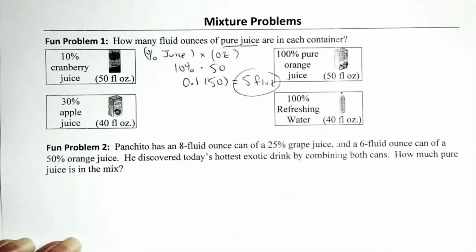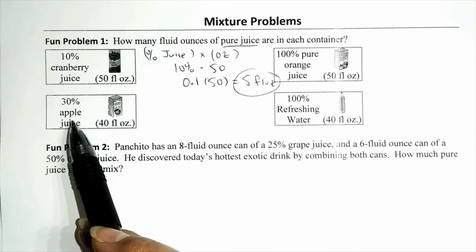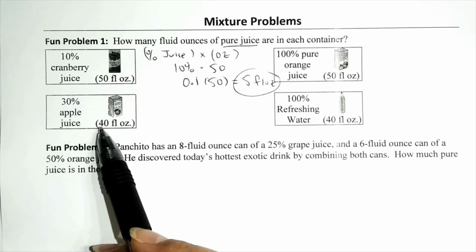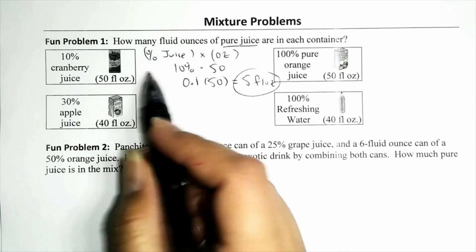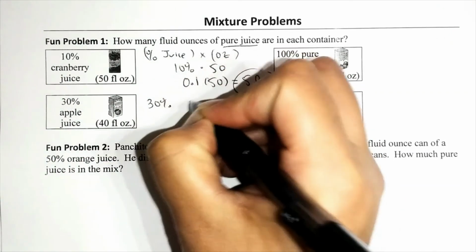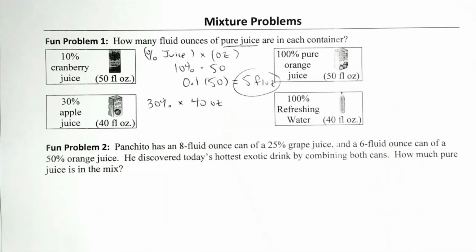Yeah, cool. All right. So the next one, we have 30% apple juice, so it's a little bit better. You know, we have more juice in there. So we want to know how much pure juice is in this bad boy. So we have percent juice times the ounces, so it's 30% times 40 ounces. So 4 times 3 is 12. I believe that gives us 12.